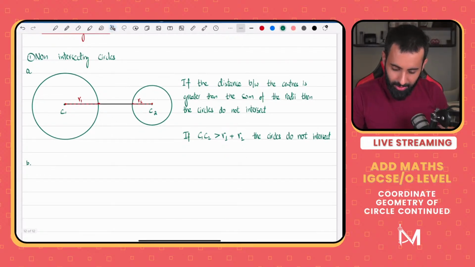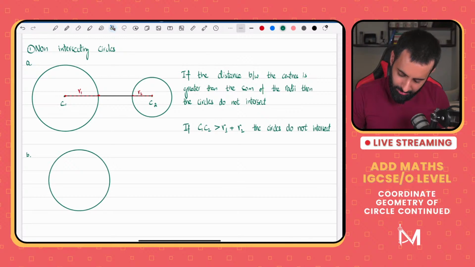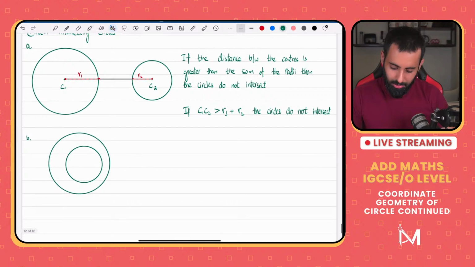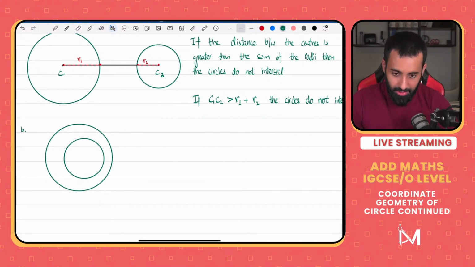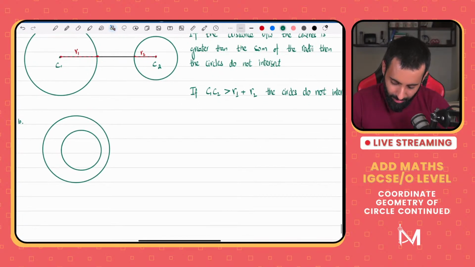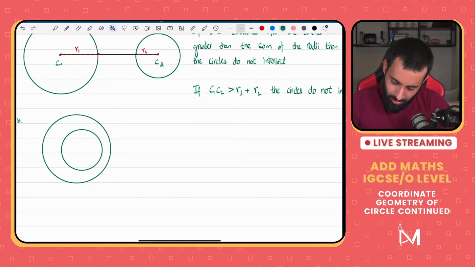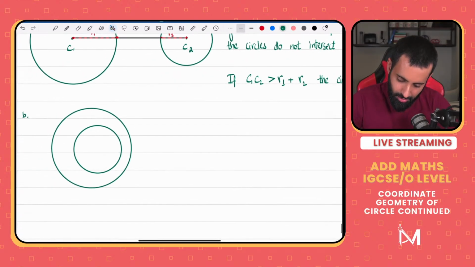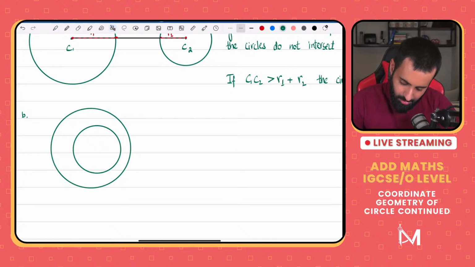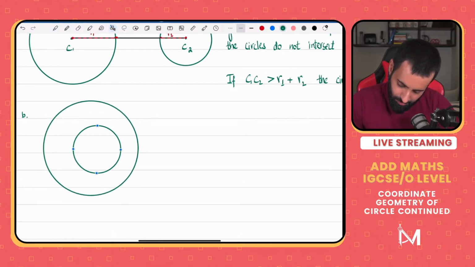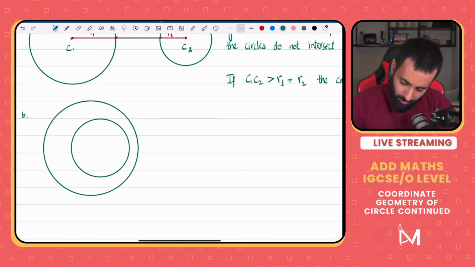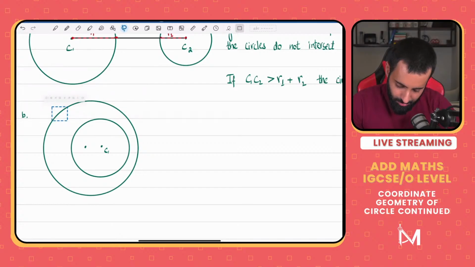Anyway, so here's one way you can see that the 2 circles are not intersecting. Now, what's the other way? Here's the other way: if one circle lies inside the other circle, then also the 2 circles do not intersect. So I'm going to color code this and make it easy for you guys. Okay, this is a little tricky. Let's say the smaller circle has center C1, and the bigger circle has center C2.